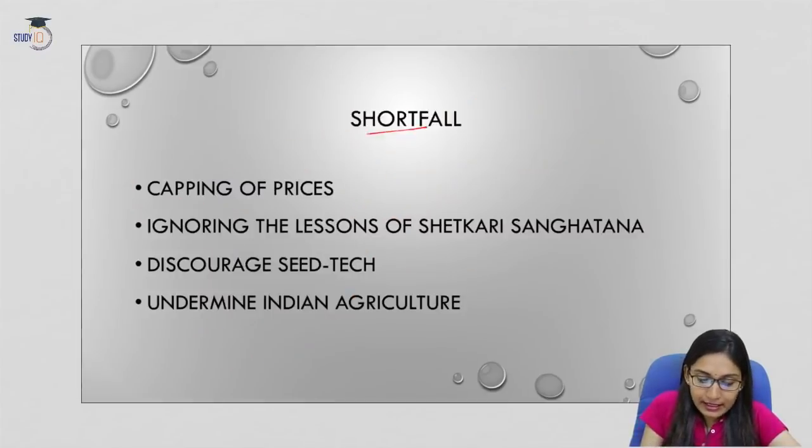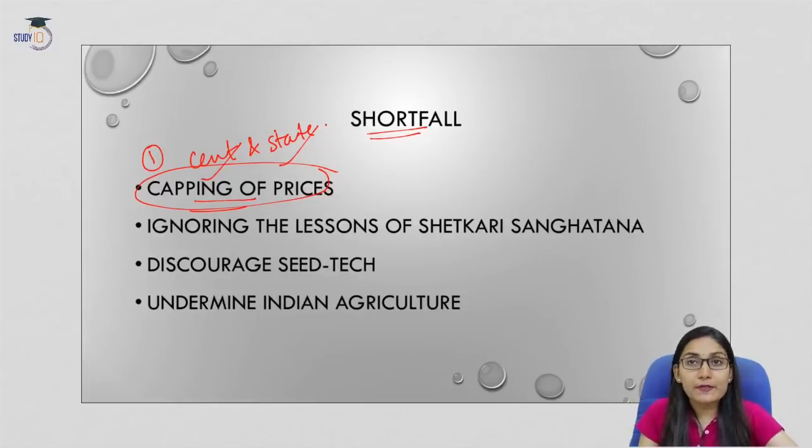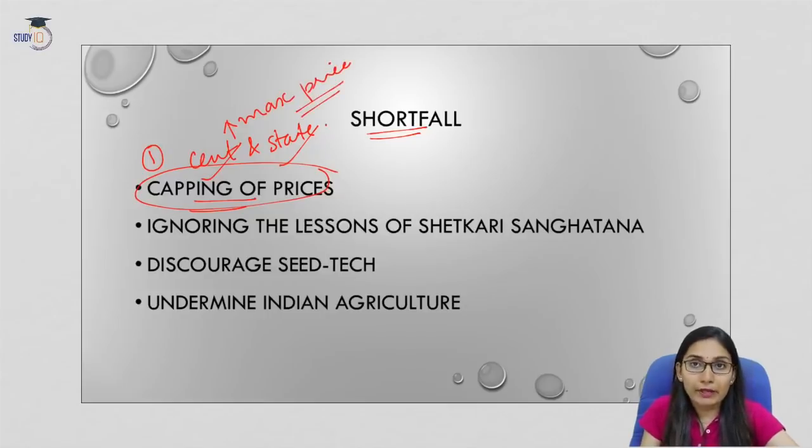Now moving on, let us come to the shortfalls in the draft bill. The first one is that the bill contains provisions for the central government and the state governments to introduce the capping of prices. So this is one shortfall. Both the central government and the state government can introduce caps, that is the maximum limit or the maximum price at which the seeds can be sold. This is called capping.